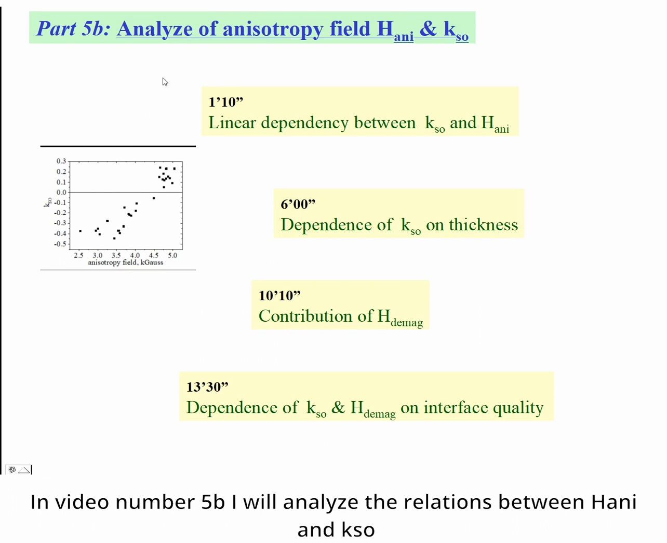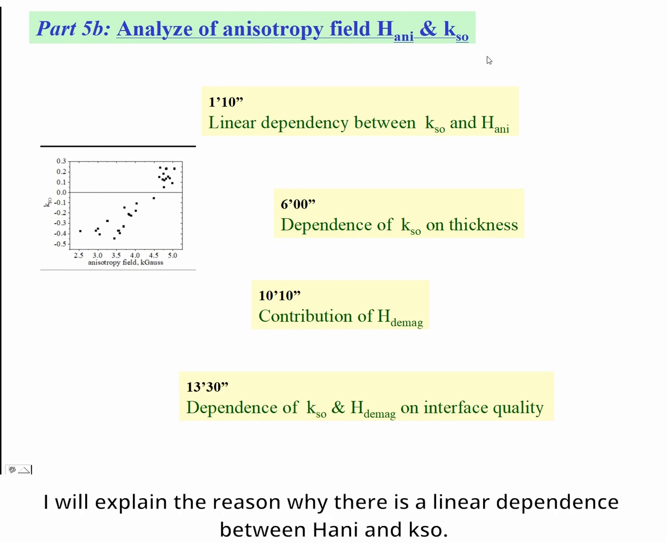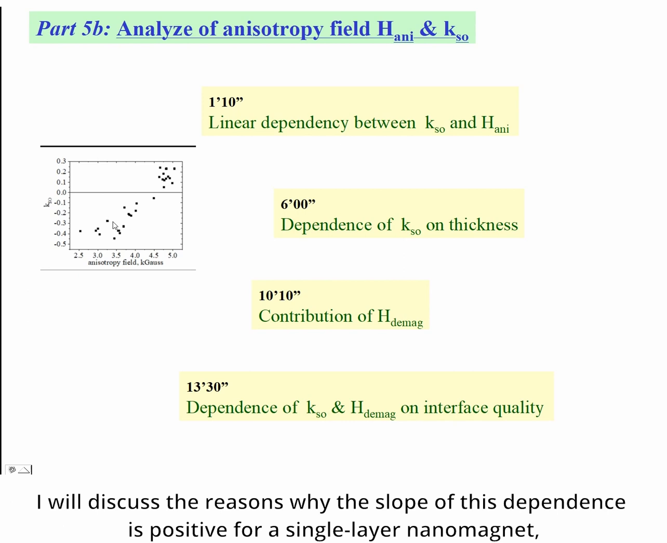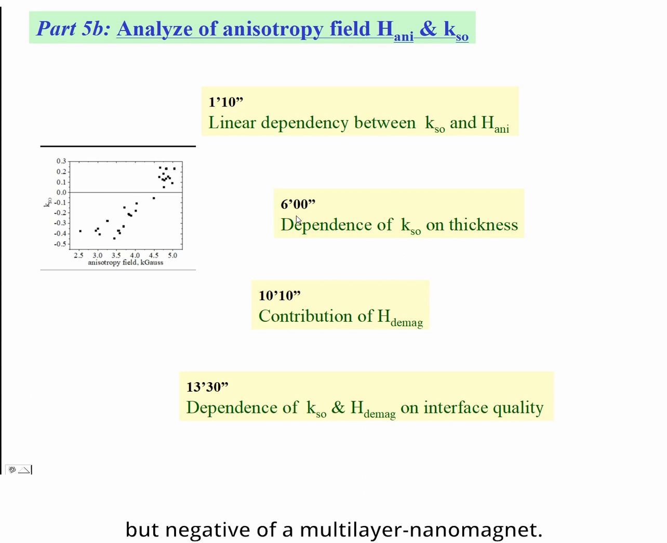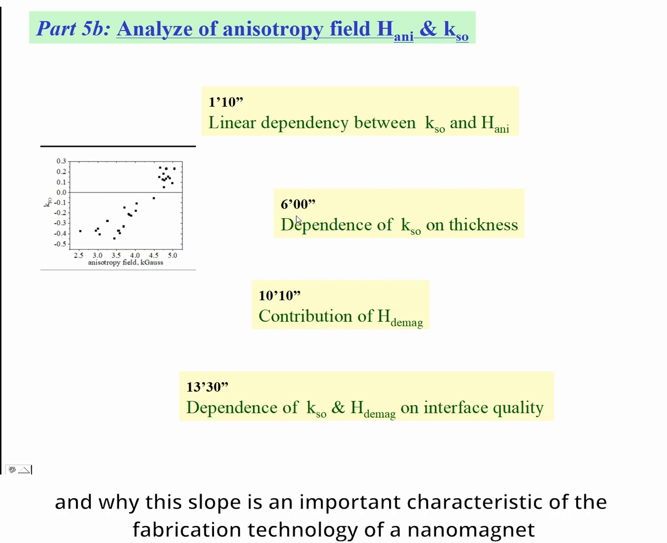In video number 5b, I will analyze the relation between anisotropy field and the coefficient of spin-orbit interaction. I will explain the reason why there is a linear dependence between anisotropy field and the coefficient of spin-orbit interaction. I will discuss the reasons why the slope of this dependence is positive for a single-layer nanomagnet but negative for a multilayer nanomagnet, and why this slope is an important characteristic of the fabrication technology of the nanomagnet.